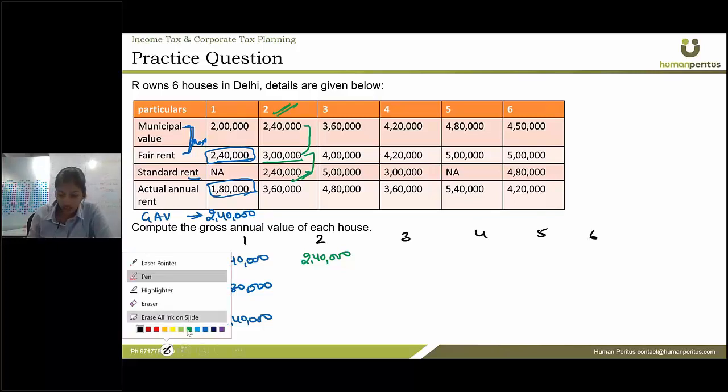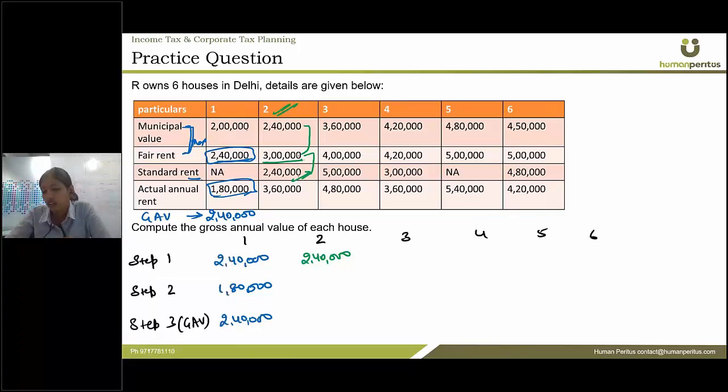Is this clear? That is why it is 2 lakh 40. Then step 2, actual rent is 3 lakh 60. So our GAV in step 3 is higher of 1 or 2. So our GAV will be 3 lakh 60,000. Is this clear?